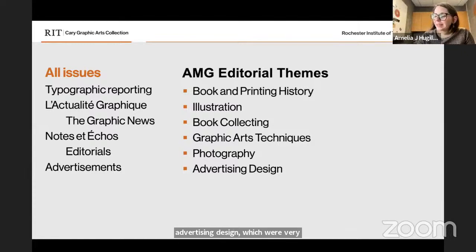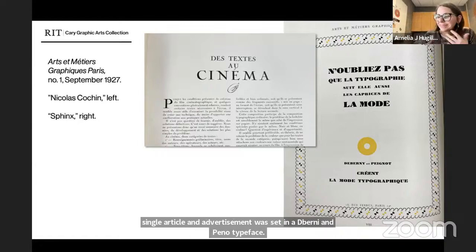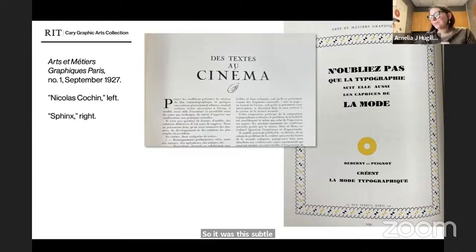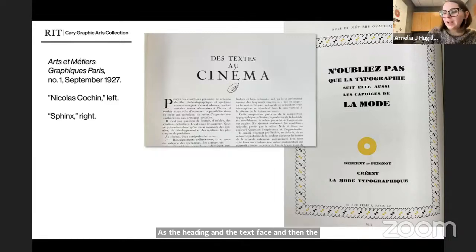And of course, what linked all the issues was that every single article and advertisement was set in a Deberny and Peignot typeface. So it was this subtle 70-page advertisement for the Type Foundry. And here we could see the typeface Nicholas Cochin as the heading and the text face, and then the typeface Sphinx on an advertisement here. But let's continue this exploration of innovative typography.